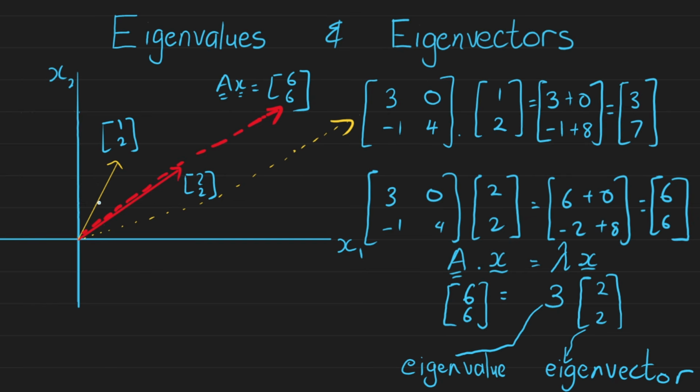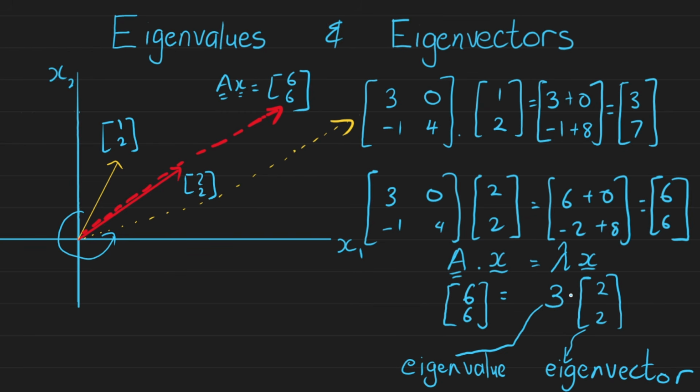We can see that maybe this orange vector is rotated a certain amount, but the direction of this red vector is still the same after we have done this transformation. And not only is it the same, it's simply a single multiple of this original vector 2, 2. So that is the point of eigenvalues and eigenvectors.